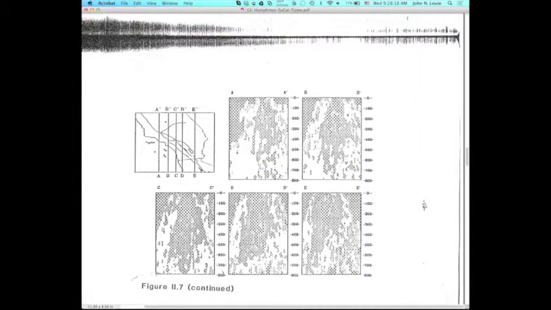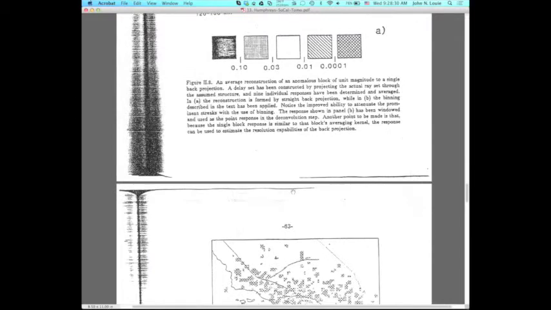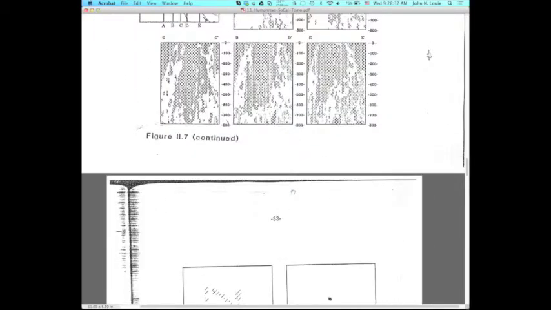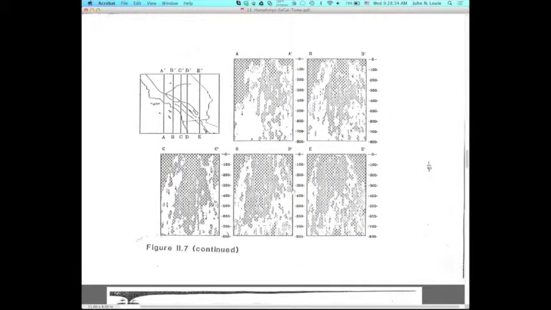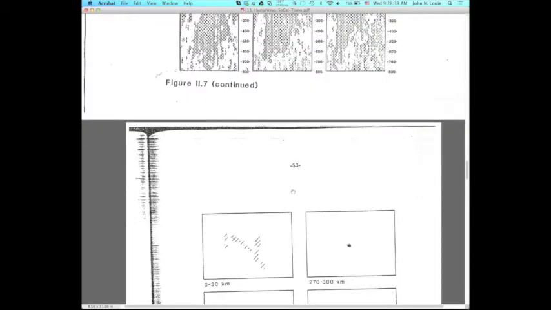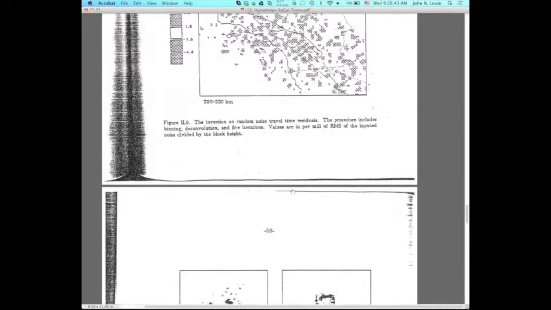And notice it's hanging vertically. It's not dipping at 30 or 40 or 70 degrees like your standard subduction slab. This is really the first example of drip tectonics that was looked at. Mantle drips.